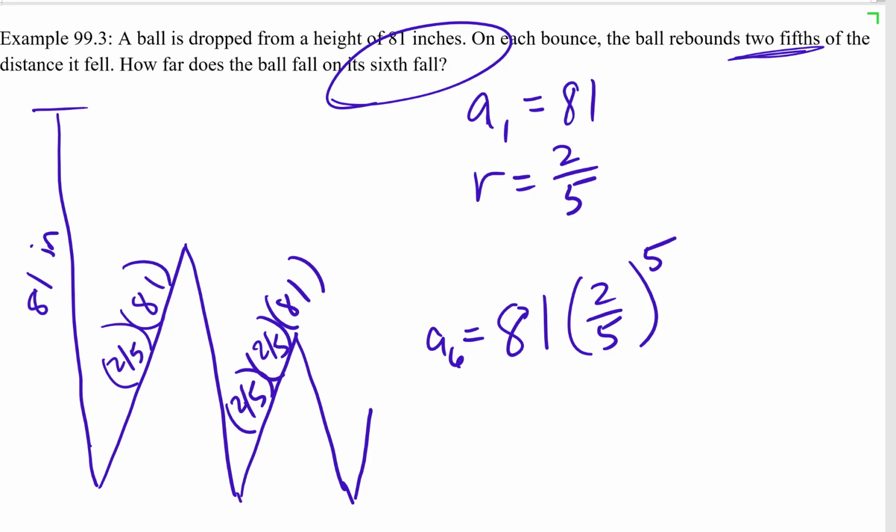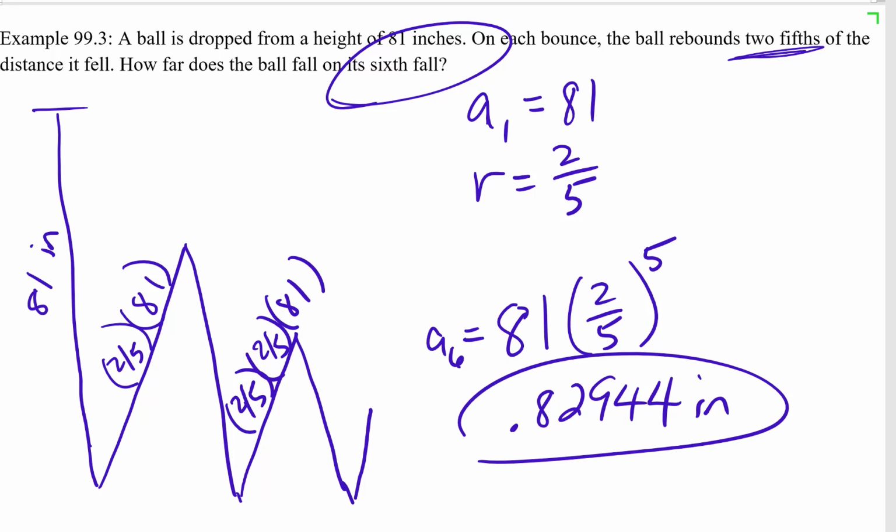All right, so if I punch that into my calculator, it's going to be 81 times 2 divided by 5 raised to the fifth power, which is 0.82944 inches. That's how high it's going to bounce. Well, that's how far it's going to fall also on the sixth fall.